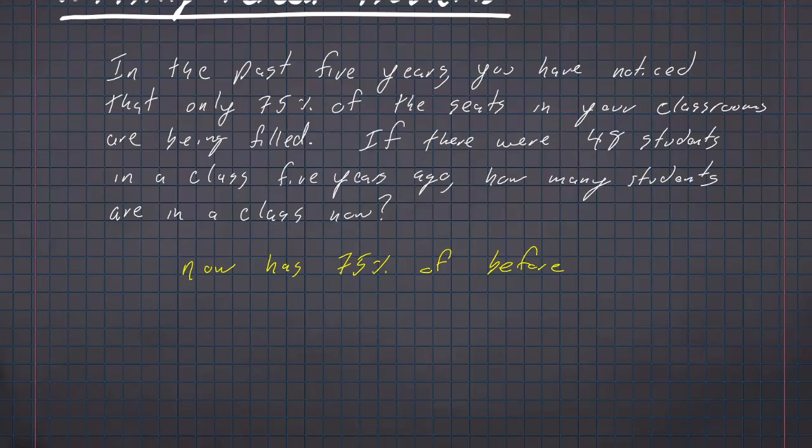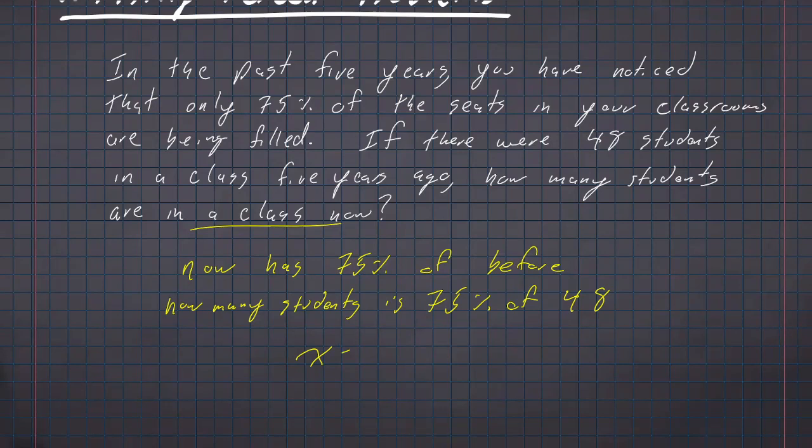And thinking about things like that, we realize that the number of students in the class now is the unknown, and the class 5 years ago, in this case, was 48. So how many students is 75% of 48? Turning that into a percent equation, x equals 0.75 times 48.